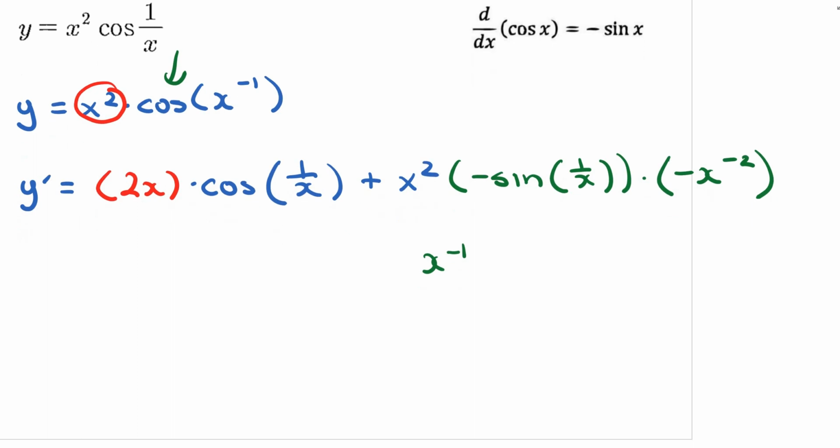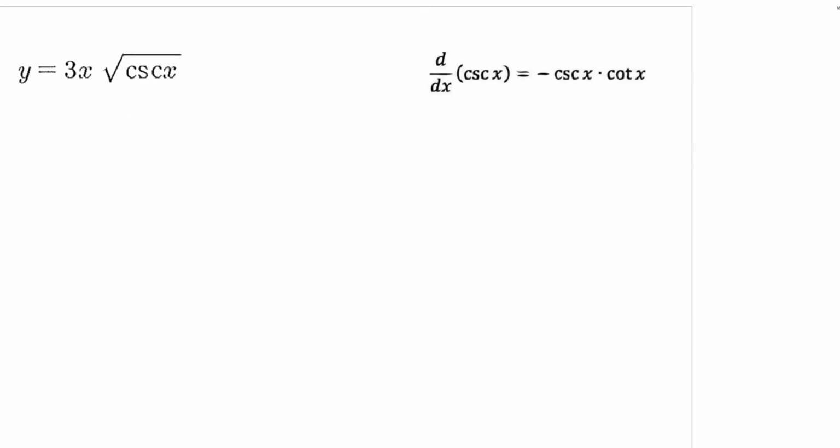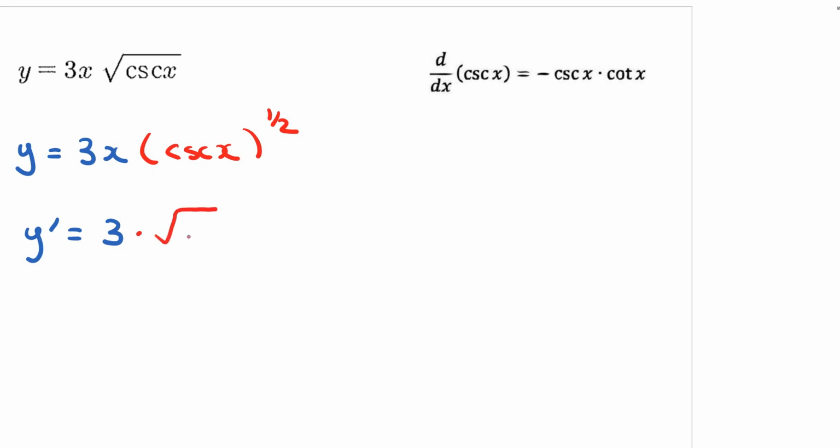I'm just going to skip simplifying the last few questions here. I'm just going to take the derivative right on here for these questions. So this will be 3x times cosecant x to the power of 1/2. If I find the derivative of that, that'll be y prime equals 3 times, okay, so this one I'll leave alone as cosecant x.